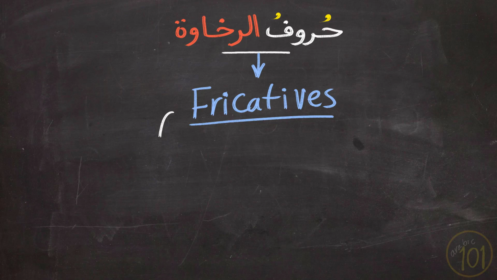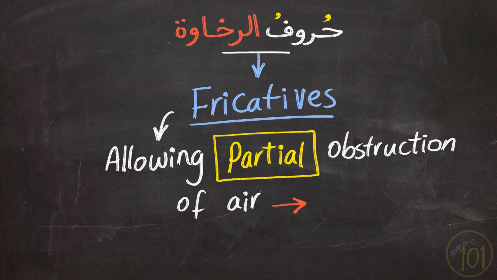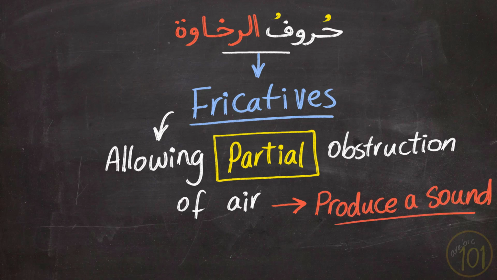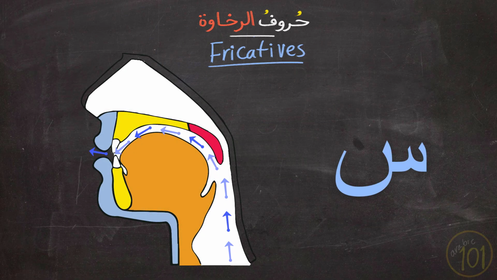Fricatives are produced by allowing a partial obstruction of airflow to create a continuous sound. In other words, air will flow as long as you are pronouncing the letter. Like when we say s. We notice that the tongue is raised, but it is not touching anything that stops air from flowing. Air is simply guided through an opening that produces the continuous s sound. We also notice that air is flowing while we produce the letter, and that is very important.